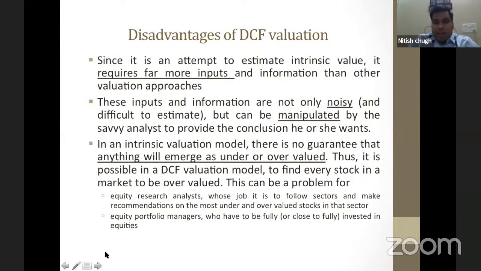Similarly, there are certain disadvantages of this method as well. We have seen yesterday in the example as well, there are a lot of inputs that are required. So inputs are very noisy as well. It is very difficult to estimate, especially the future cash flows, if there is no fixed contract or no committed contracts with the party. So it is very difficult to estimate the future earnings over the explicit period, as well as make assumptions relating to growth, the terminal value, and other factors such as capex requirements or the working capital requirements.